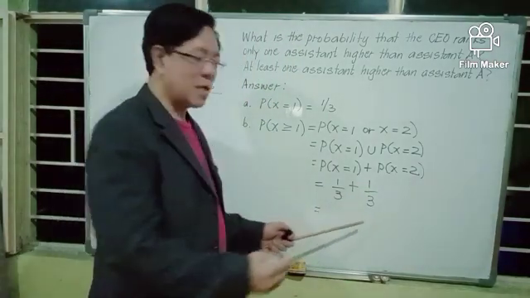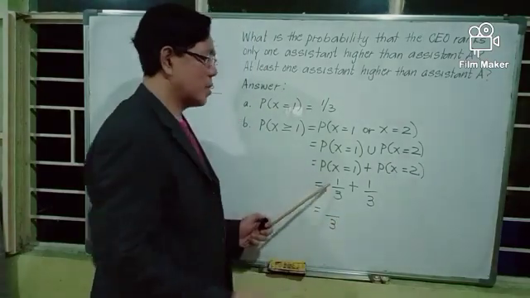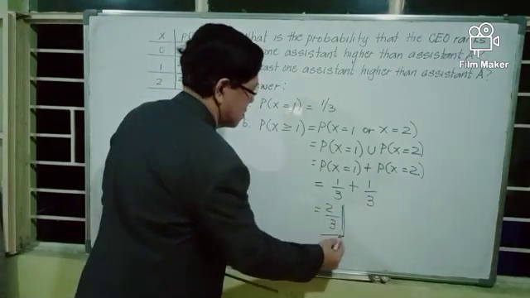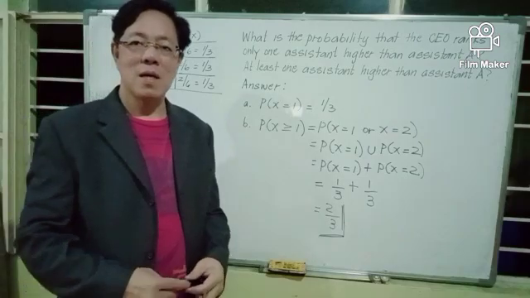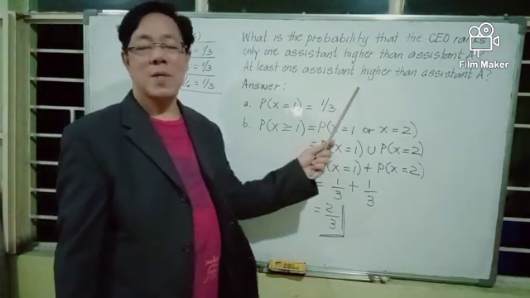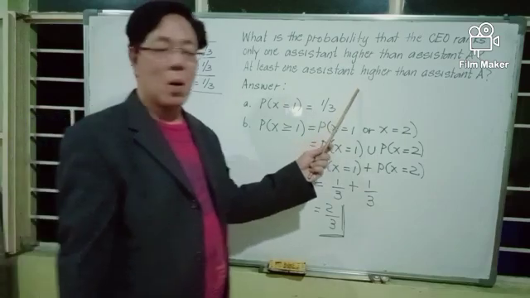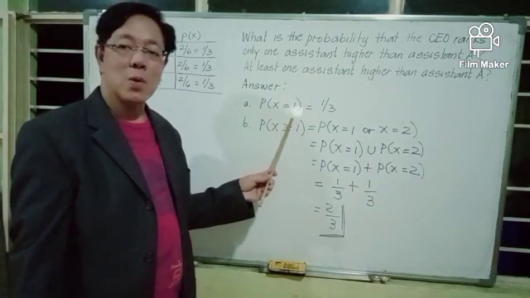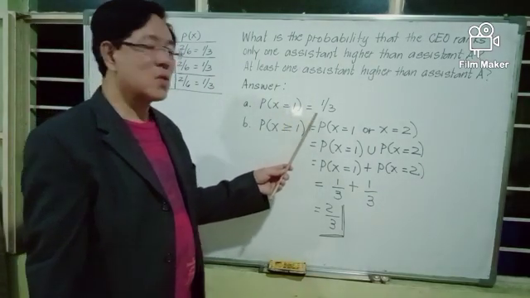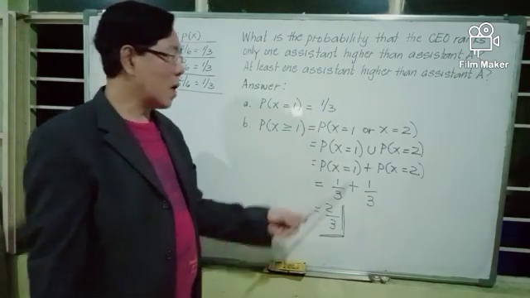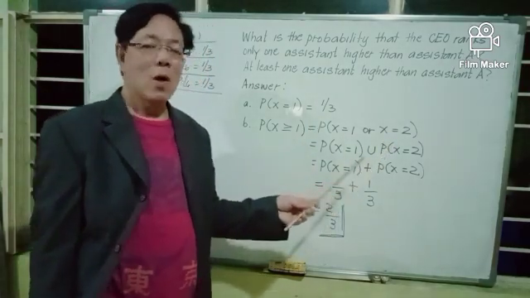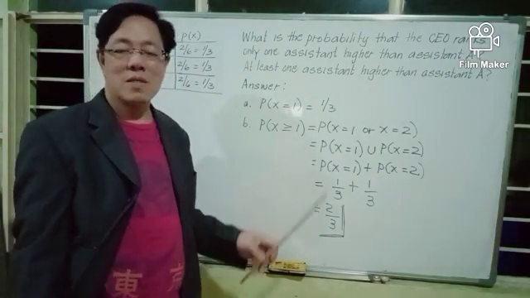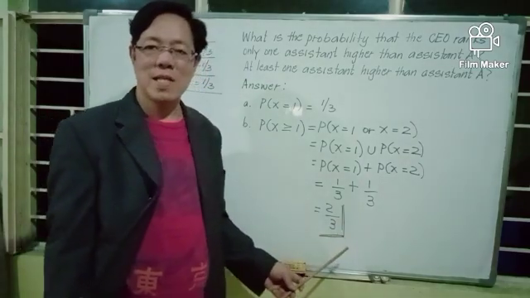Common denominator is 3. We add the numerators. 1 plus 1 here is 2. Thus, the probability that at least one assistant is ranked higher by the CEO, higher than assistant A, is 2 over 3. And the probability that only one assistant ranks higher than assistant A is 1 over 3. The probability that 1 or 2 assistants, or at least one assistant, x is greater than or equal to 1, ranks higher than assistant A is 2 over 3.